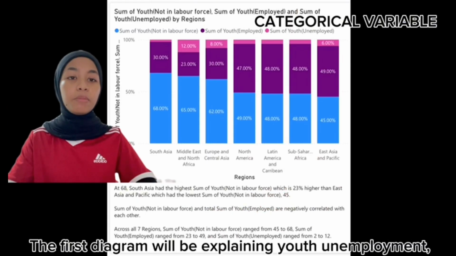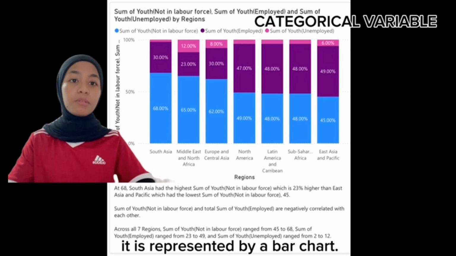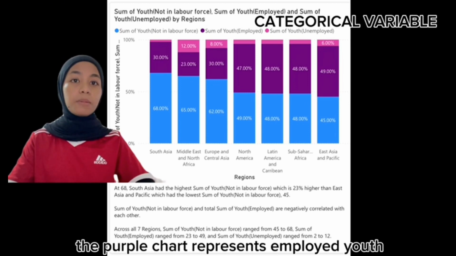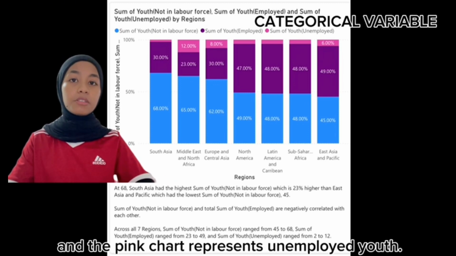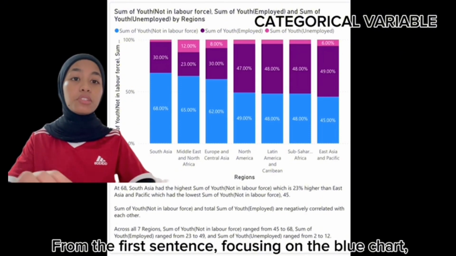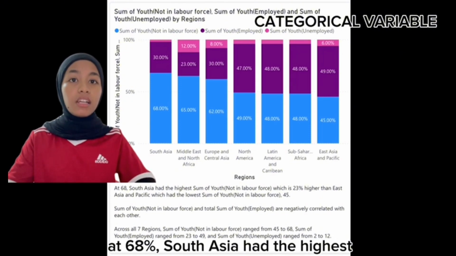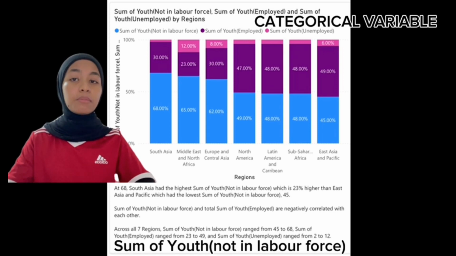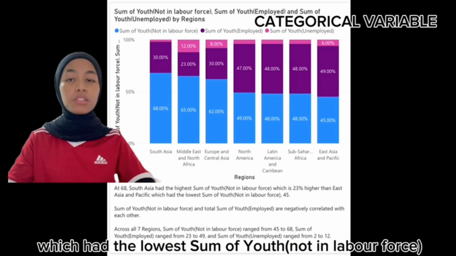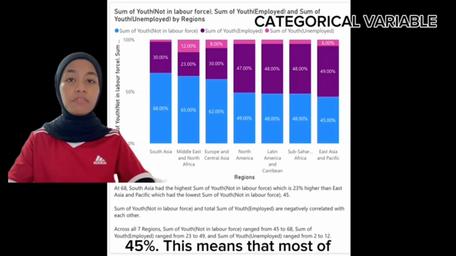The first diagram will be explaining youth unemployment. It is represented by a bar chart. The blue chart represents youth not in labor force, the purple chart represents employed youth, and the pink chart represents unemployed youth. From the first sentence, focusing on the blue chart, at 68%, South Asia had the highest sum of youth not in labor force, which is 23% higher than East Asia and Pacific, which had the lowest sum of youth not in labor force, 45%.